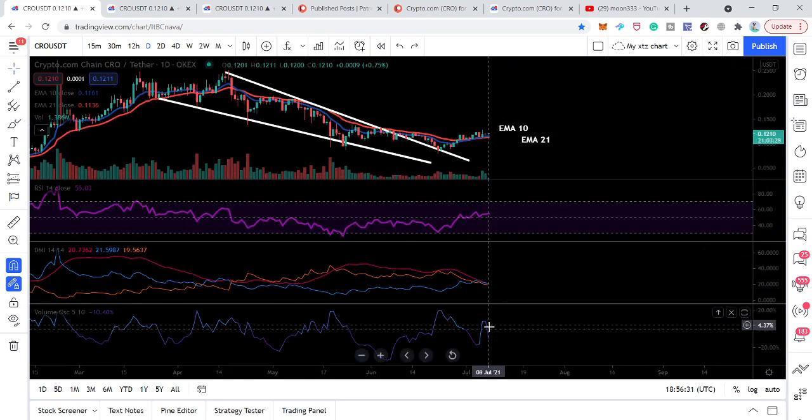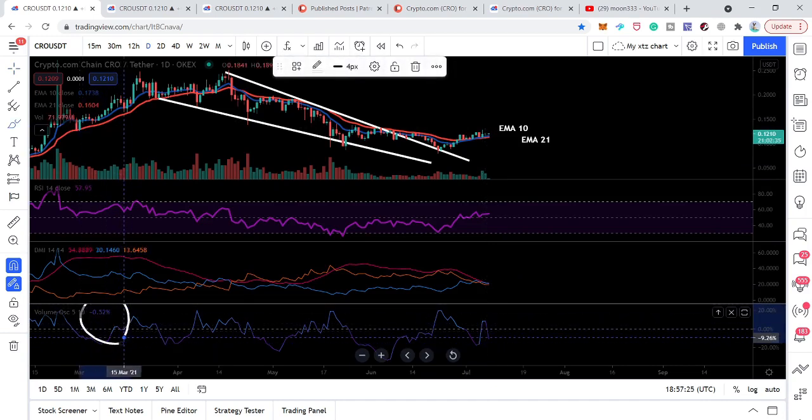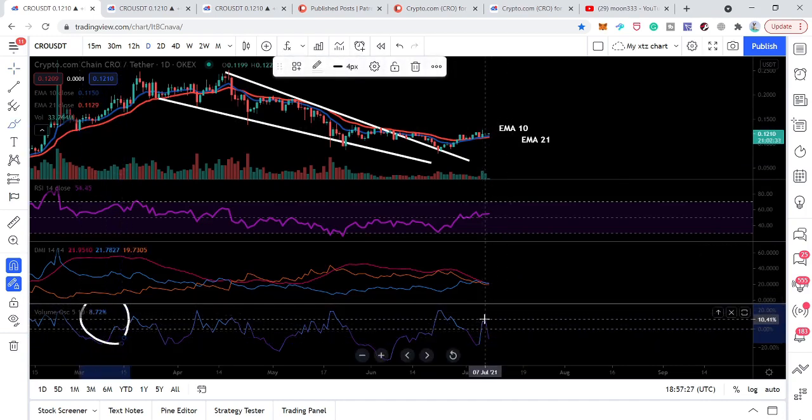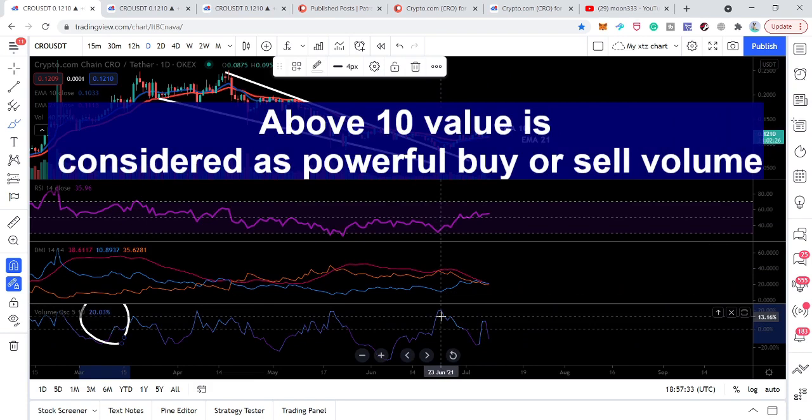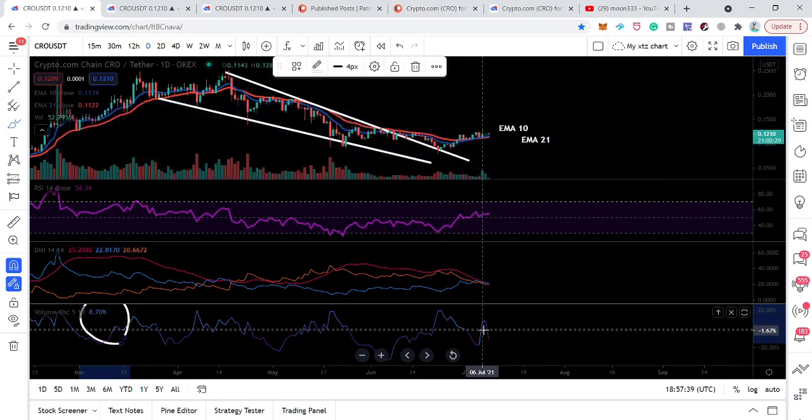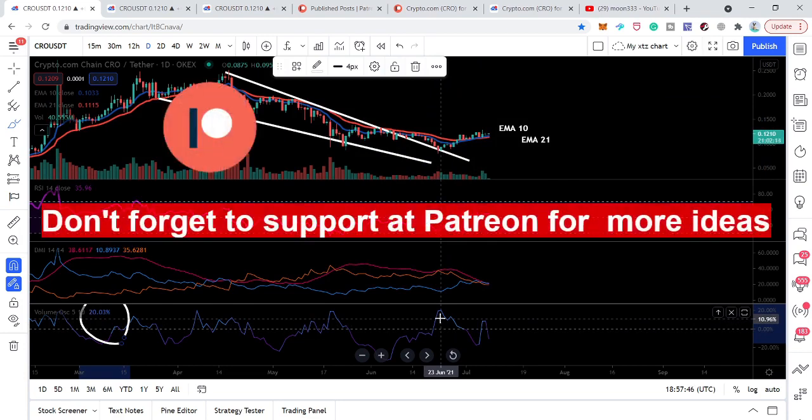You can watch the value here. When the price action broke out here, the oscillator value was 20, and more than 10 is considered powerful buying or selling volume. And here it is triggered again with a value of 8, but previously we had a value of 20. That is more than enough to change the trend.